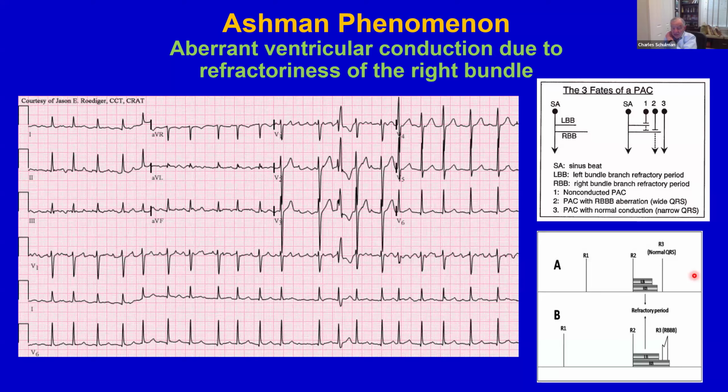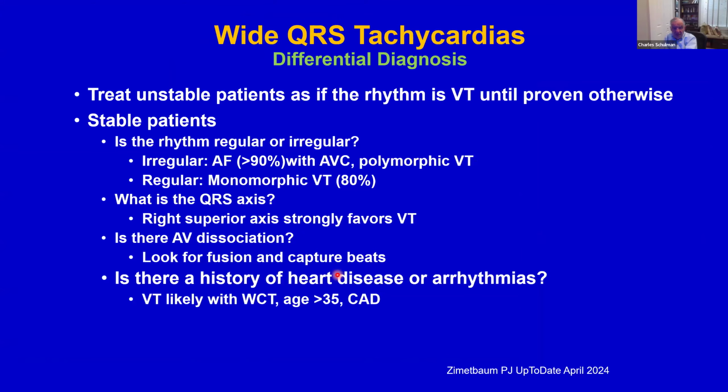And the QT is inversely proportional to heart rate. So at faster heart rates, the QT is shorter. At slower heart rates, it's longer. And what happens after a pause is that this beat has a longer refractory period, and therefore the next beat here has a right bundle configuration. So that's the Ashman phenomenon.